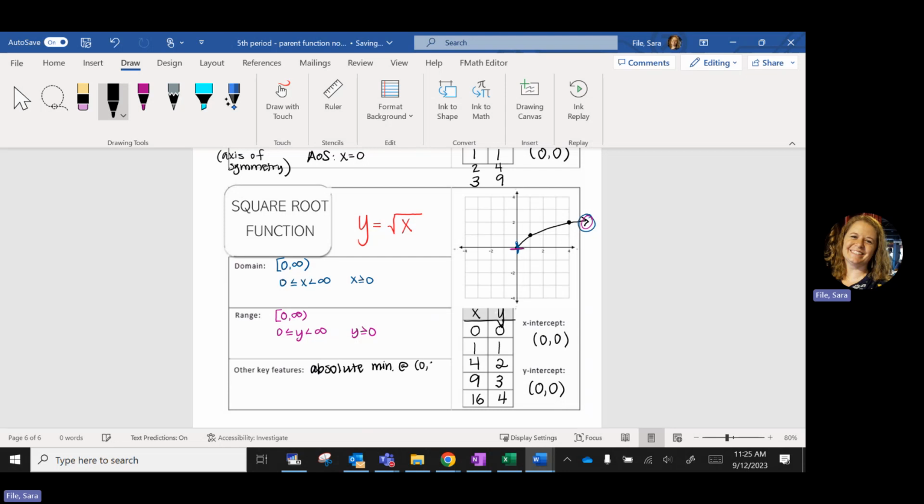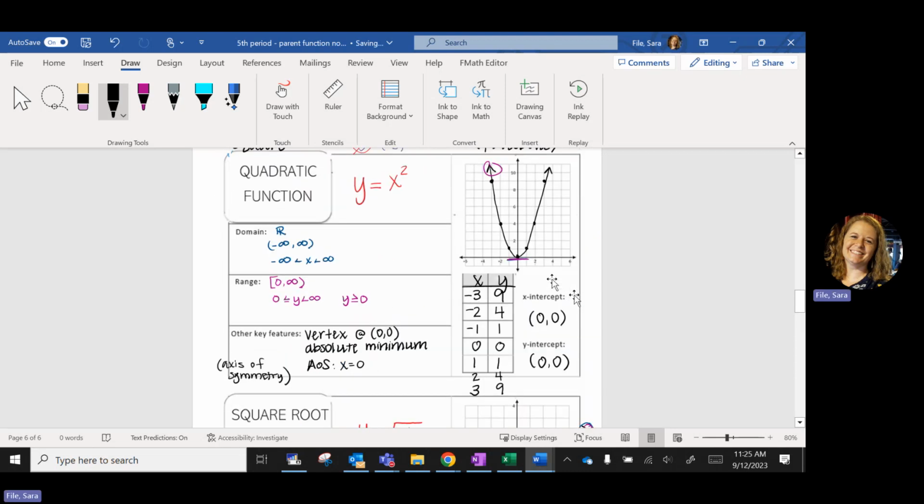At the origin, (0, 0). If you want to make a note that it is not a vertex, you can add that, or just understand we didn't write vertex because it's not a vertex. Okay, so that point at the origin is a minimum, but it's not a vertex because there was not a change in direction there. All right.